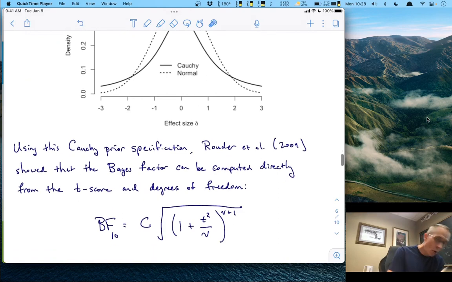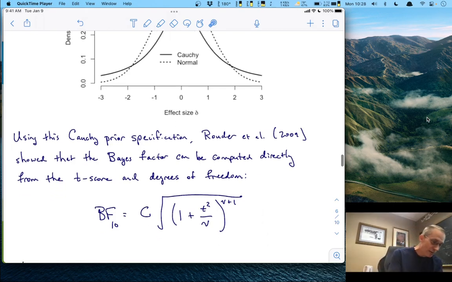So the reason it works out really well for us is because under this Cauchy prior, Jeff Rouder and his colleagues in 2009 showed that you can actually directly compute the Bayes factor from the observed t-score and the observed degrees of freedom using basically this equation right here.